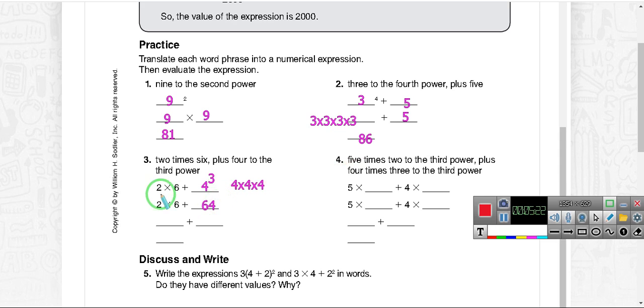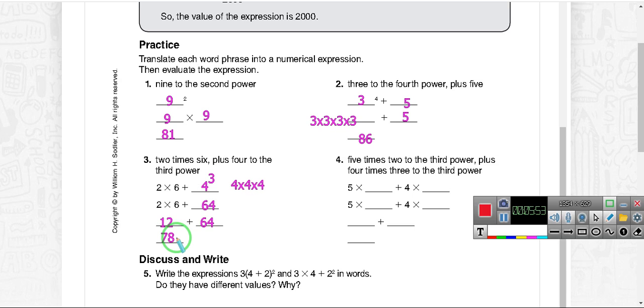Now, let's evaluate this expression. We have multiplication, then addition. We start with the multiplication, and then we add the 64. So 2 times 6, the answer is 12. And here we have 64. So we have here 78.